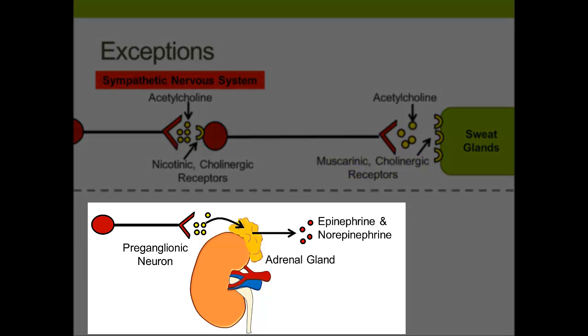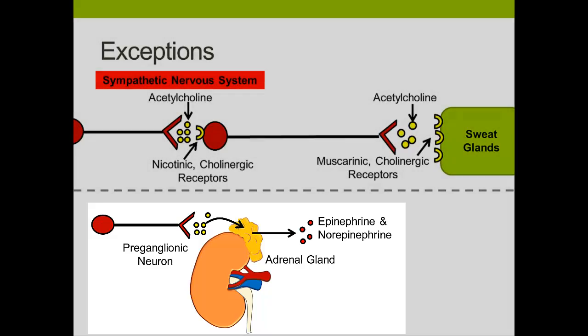At the adrenal gland, the preganglionic neurons travel directly to the adrenal gland. The adrenal gland itself then releases epinephrine and norepinephrine into the general circulation. Approximately 80% of the final product of the adrenal gland is epinephrine, and 20% of the final product is norepinephrine.